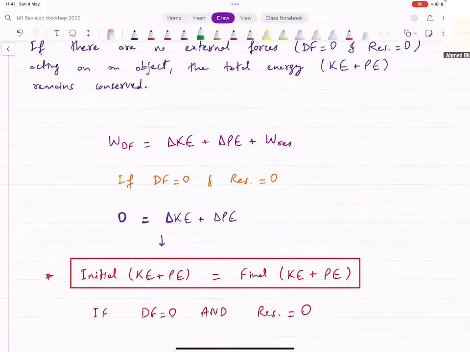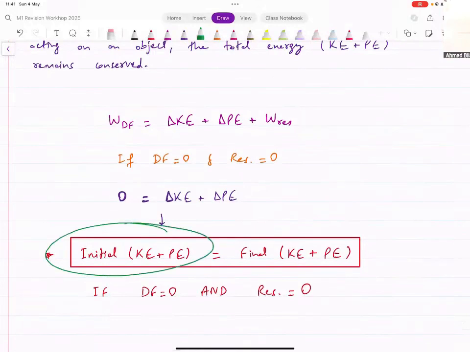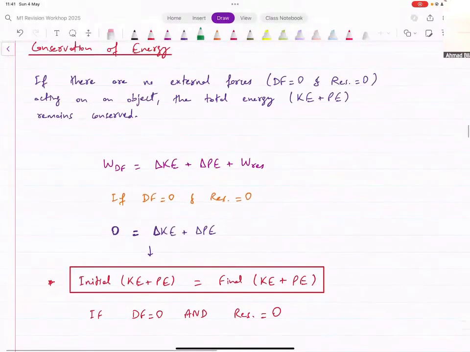If the overall change is zero, that means whatever was the initial sum of kinetic and potential energies is going to be the same as the final sum of kinetic and potential energies. That's called conservation of energy. When there are no external forces, when there's no driving force and there's no resistance, when both of these conditions are met, we can say the total energy of the object remains conserved at any point in the journey. If you were to find the total energy, kinetic energy plus potential energy, their sum will always be equal to each other.